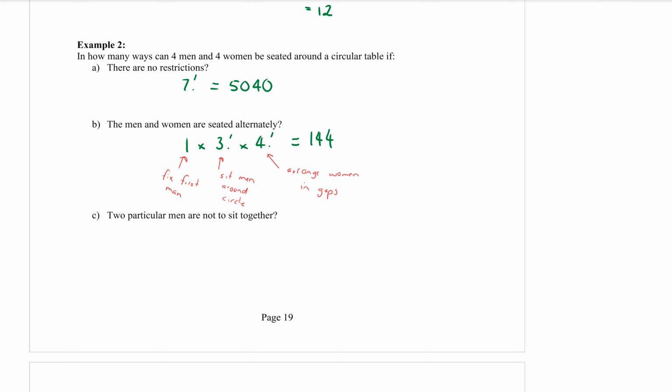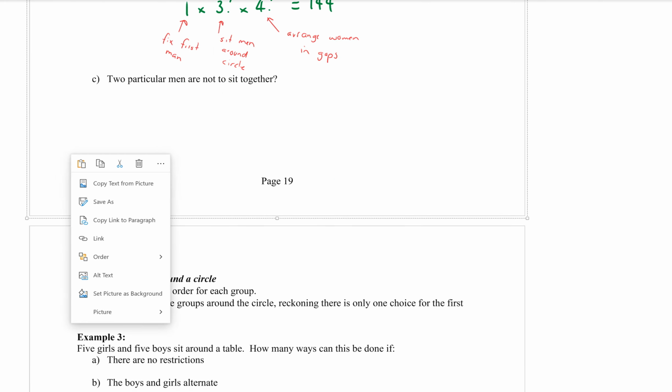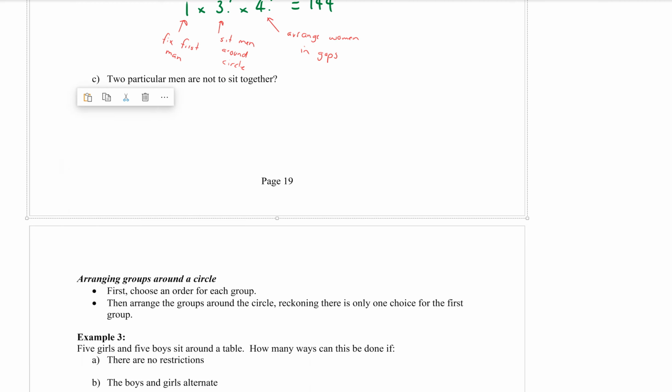2 particular men are not to sit together, so obviously we're going to make them sit together. Okay, so sorry, what was that, Isaac? Would it be 6 factorial times 2? Yes, correct. So for everybody else, we have our 8 people. We're not worried about the men and the women alternating anymore. It's just we have our 8 people, but 2 of them don't want to sit together.